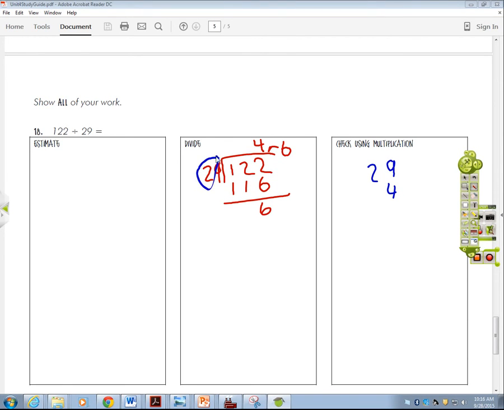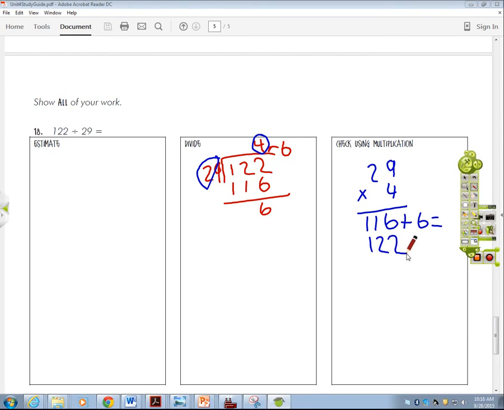There you go. 29 times 4, and you already know what that is because it's in the problem. It's 116 plus 6. And where did the 6 come from? Because that was the remainder. Okay, and that equals 122. So it's always going to work. Write that down.